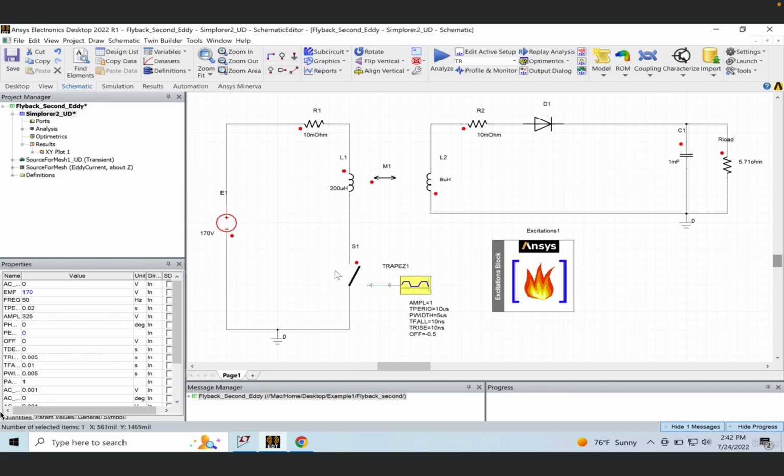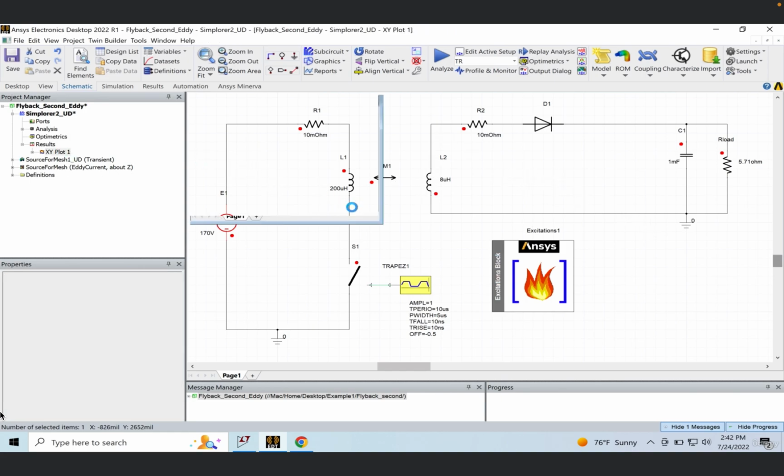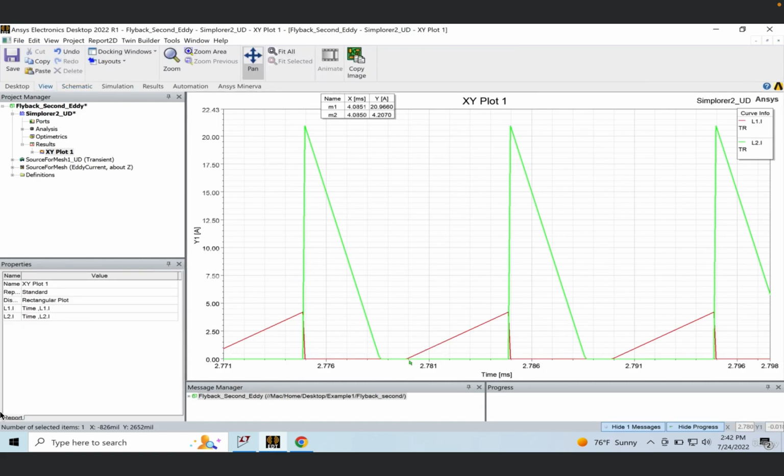When I turn on the switch, the current in this primary ramps up. When I turn off the switch, the diode conducts and the current ramps down. That's the basic operation of the flyback converter. The current in the primary is the red waveform which ramps up, and when you turn off the primary side switch, the diode conducts and the current in the secondary ramps down. So this is how it looks. This is a 100 kilohertz switching frequency from here all the way up to here.